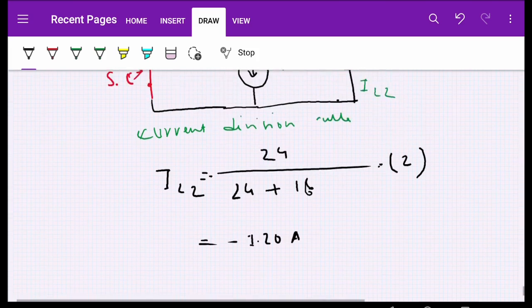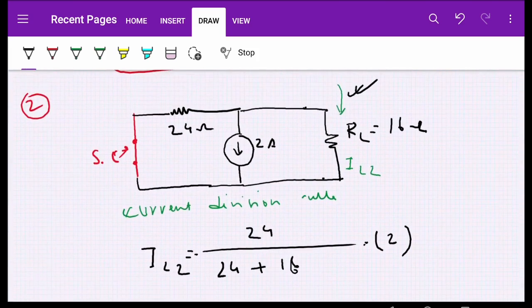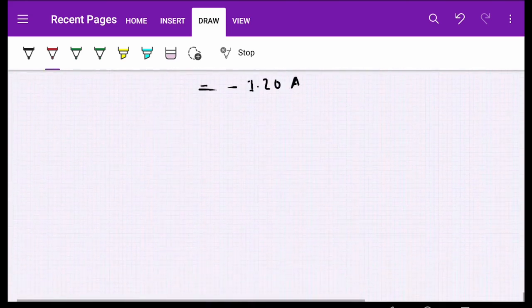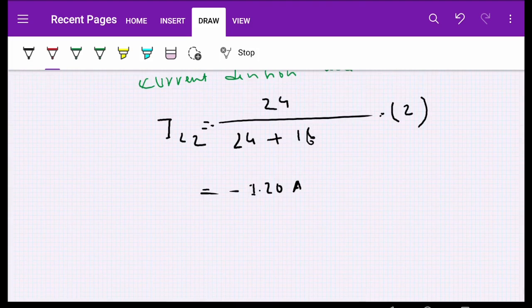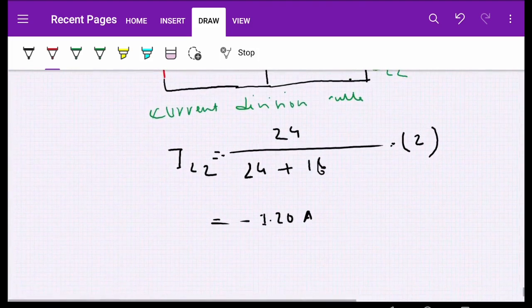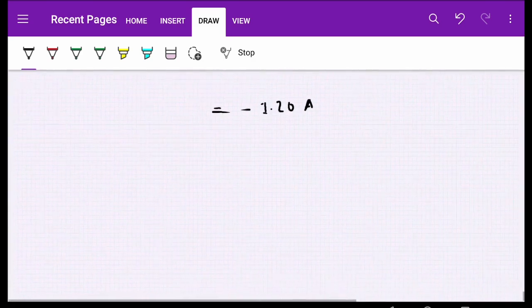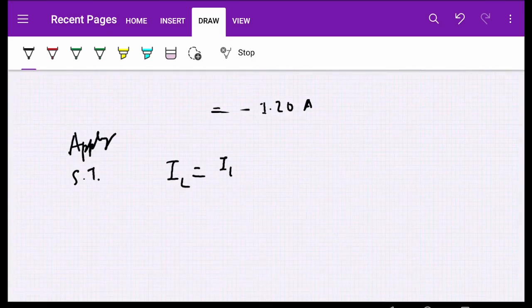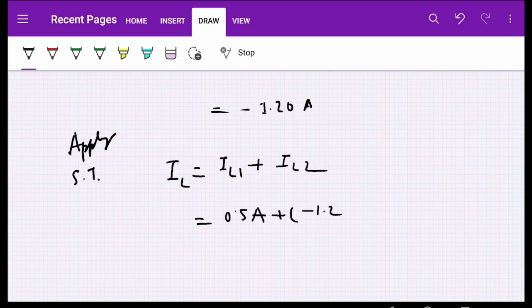The negative sign indicates that our assumed direction of current here should be opposite, meaning this load current should flow like this. All right, so we got IL1 and IL2, the load current due to the voltage source and current source. So apply the superposition theorem. IL equals the load current due to the voltage source plus the load current due to the current source, 0.5 ampere plus 1.2 ampere. This will come to around 0.7 ampere.